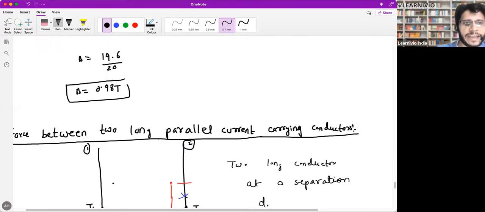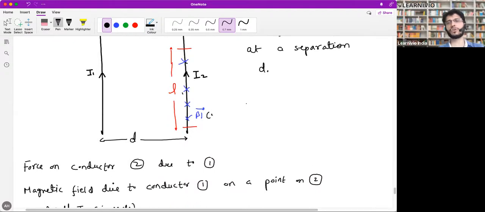Now I need the direction of force. So let's apply the right hand thumb rule. Take your right hand, place your fingers in the direction of current, which is upwards, and curl them in the inverse direction. Write the direction of force that you are getting.